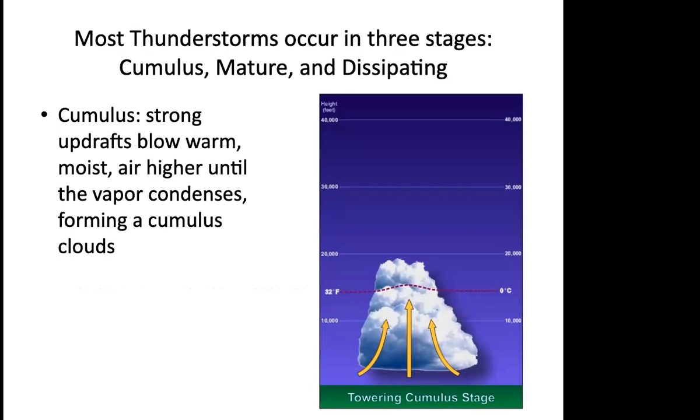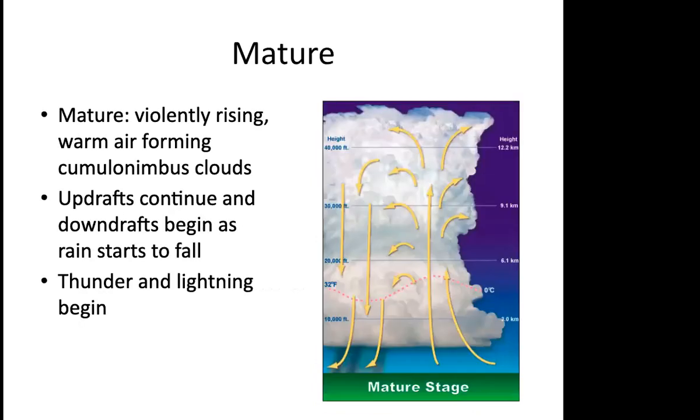Cumulus are strong updrafts that blow warm, moist air higher until the vapor condenses, forming cumulus clouds. Mature are violently rising warm air forming cumulonimbus clouds. So updrafts continue and downdrafts begin as rain starts to fall. That's why you see all the arrows. You see the arrows going up, and then you see them shifting out and then down, okay? This is when thunder and lightning begin.